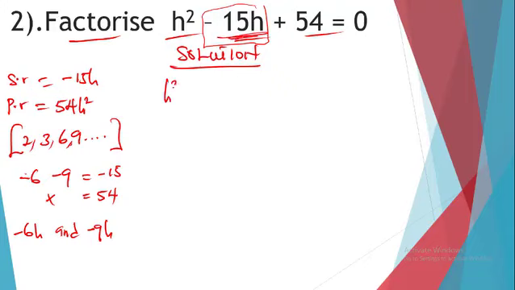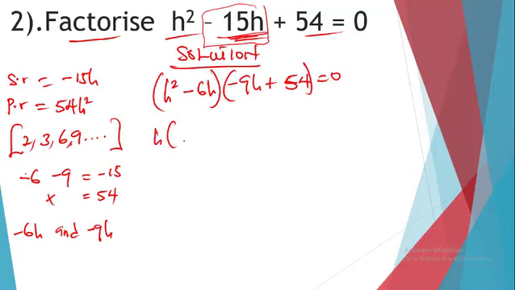We replace the sum of roots with these factors. So we have h squared minus 6h minus 9h plus 54 equal to 0. We pair it, and then we have the common terms. What's common in the first bracket? H is common. We have h minus 6. What is common in the second bracket? Minus 9 is common. Then we have h minus 6 equal to 0, and the brackets again are equal.